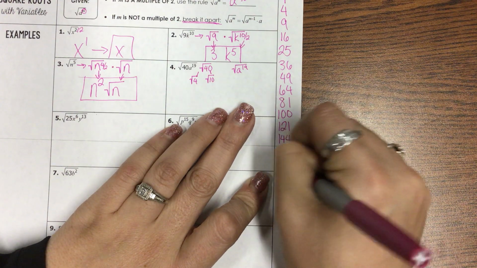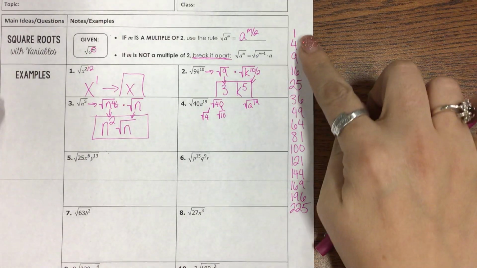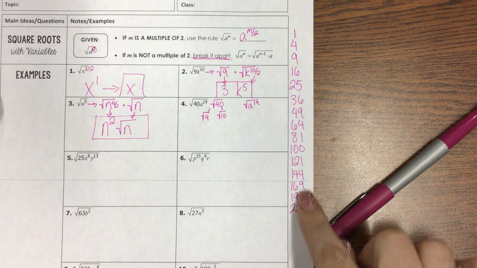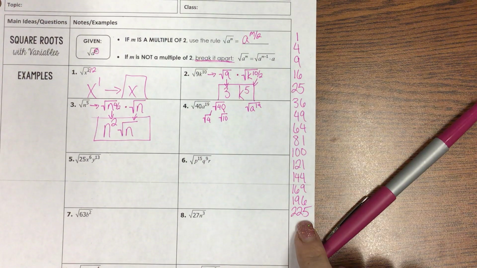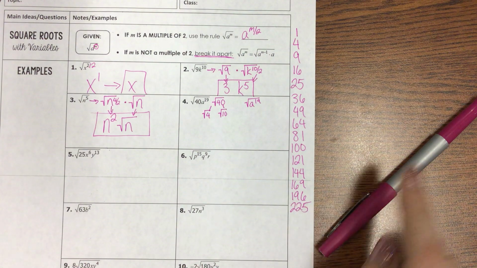196, 225. Just as a reminder to my kiddos, today is Thursday, so tomorrow we're having a quiz. Can you tell me my first 15 perfect squares from memory? The quicker we memorize these, the quicker these problems go.